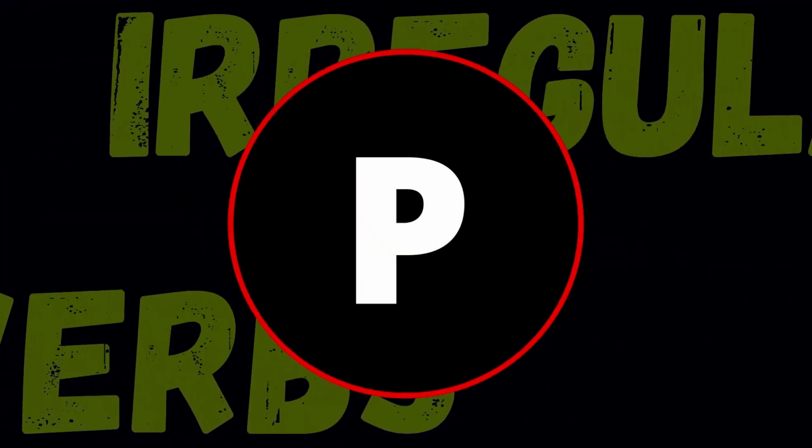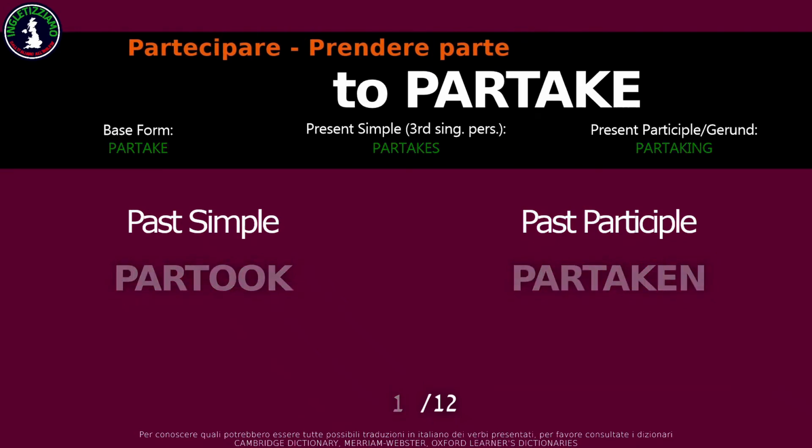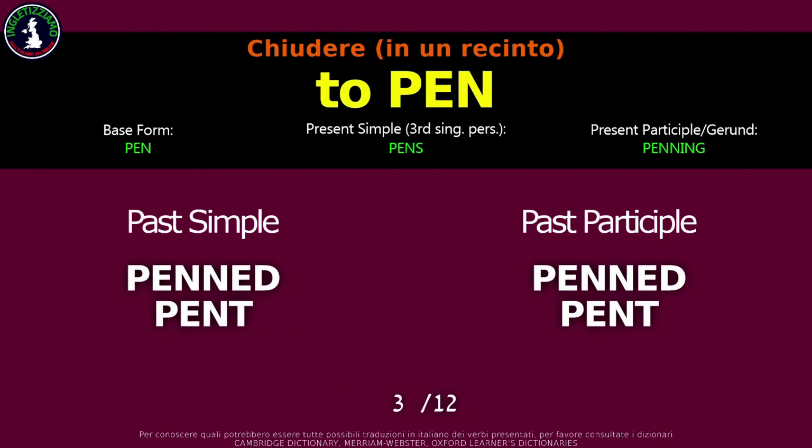List of irregular verbs with the letter P. To partake, partook, partaken. To pay, paid, paid. To pen, penned or pent.